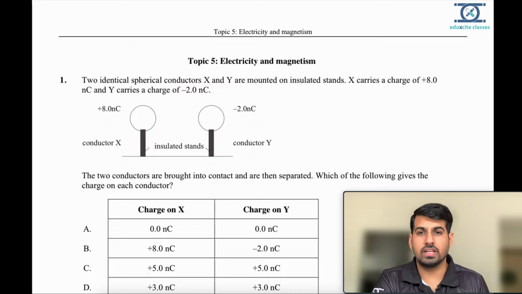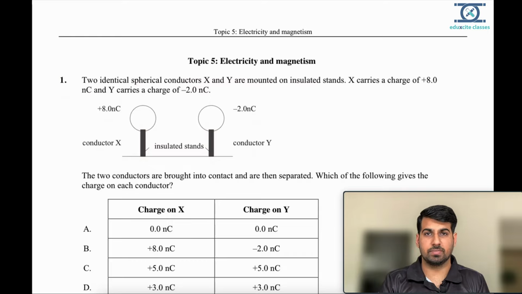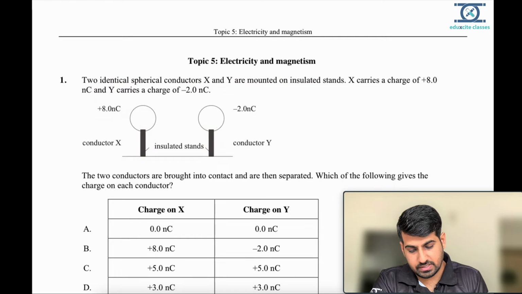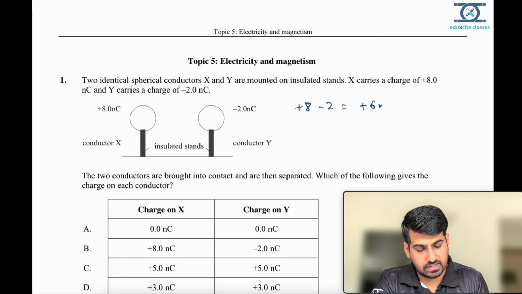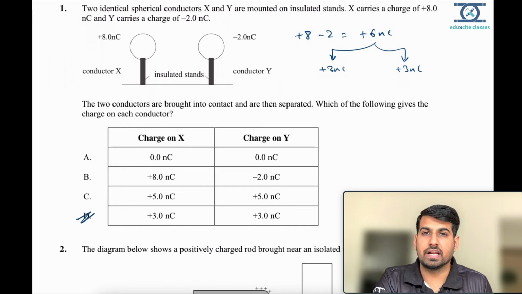Now we know that when they are first brought into contact, equal distribution of charges takes place, and that too very instantaneously. So let us say plus 8 and minus 2, so the net charge is plus 6 nanocoulomb. On X there will be plus 3 nanocoulomb, and on Y also plus 3 nanocoulomb. So option D is the right answer.